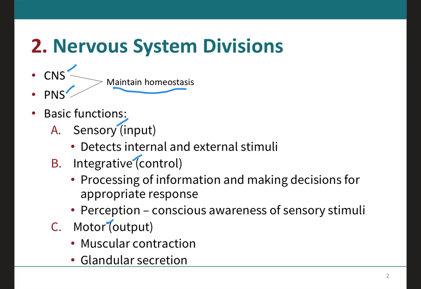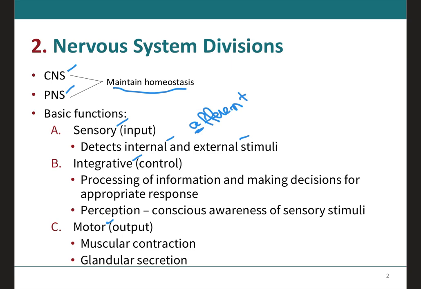Now, the sensory function is going to be made up of sensory receptors that will detect internal stimuli, such as an increase in blood pressure, and external stimuli, such as, for example, a raindrop landing on your arm. And these neurons are called sensory or afferent neurons, with an A, that will carry this sensory information into the brain and the spinal cord through what we call the cranial and the spinal nerves that are located in the peripheral nervous system. Now, the way that I remember that afferent is for sensory information is that it starts with an A, so the information is going to be arriving in the central nervous system.